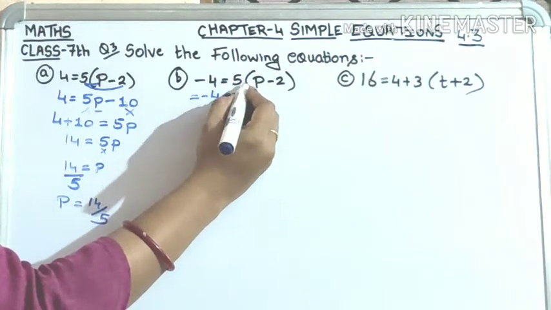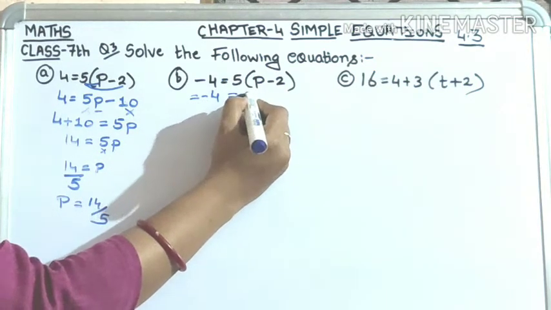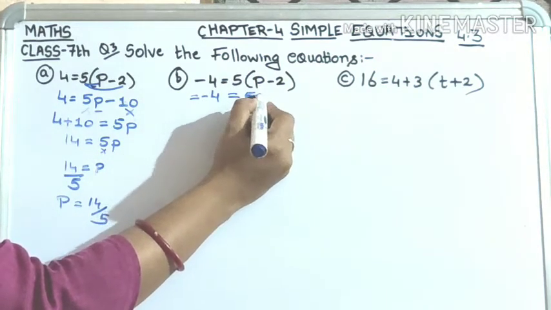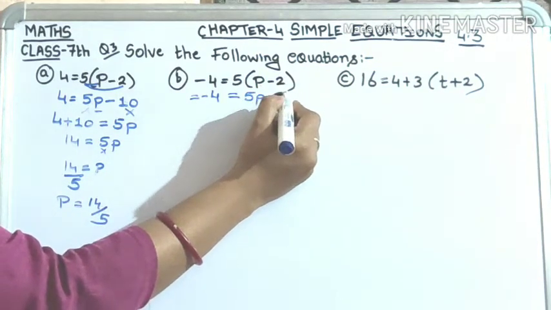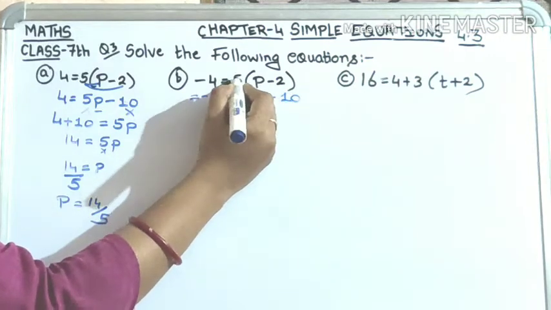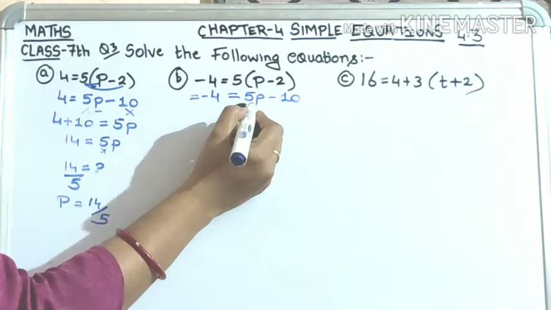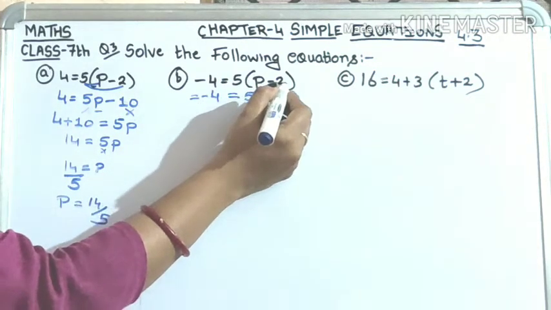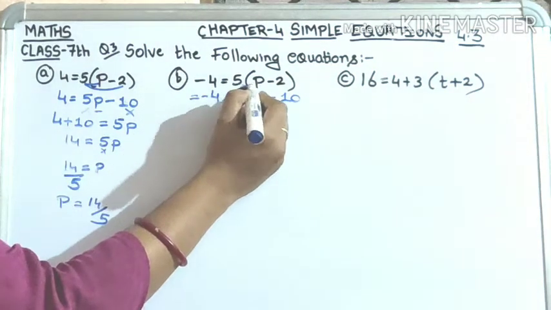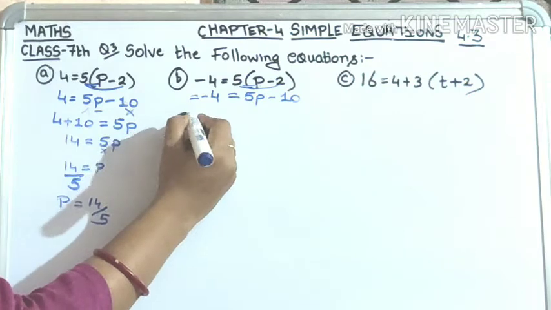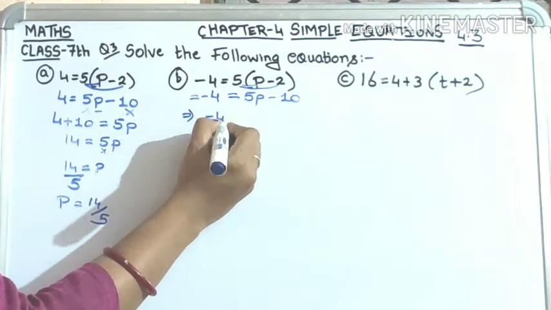To remove the bracket, this 5 will be multiplied with p, so it will become 5p, and this 5 will be multiplied by 2, so it will become 10. So 5p minus 10. Now minus 4 as it is.